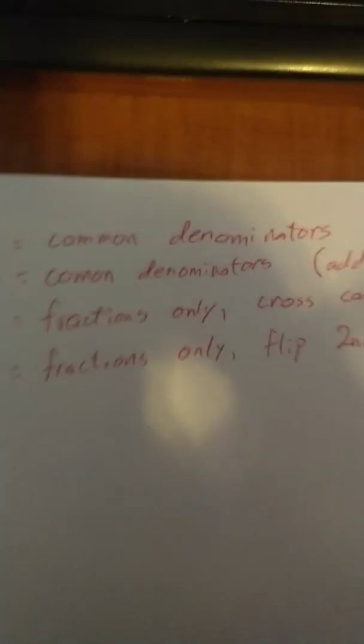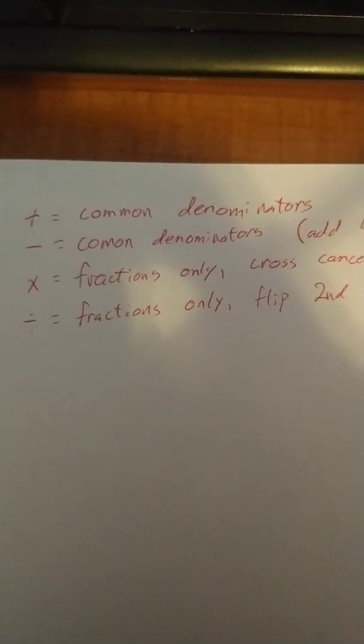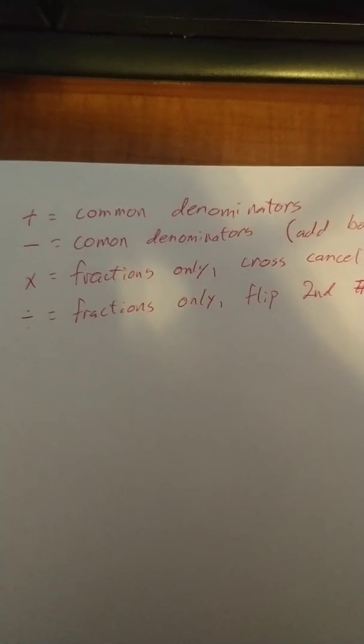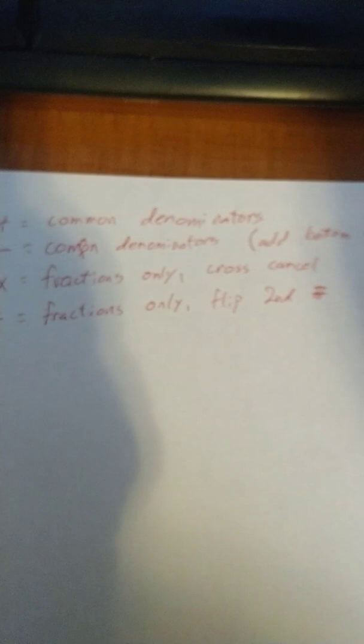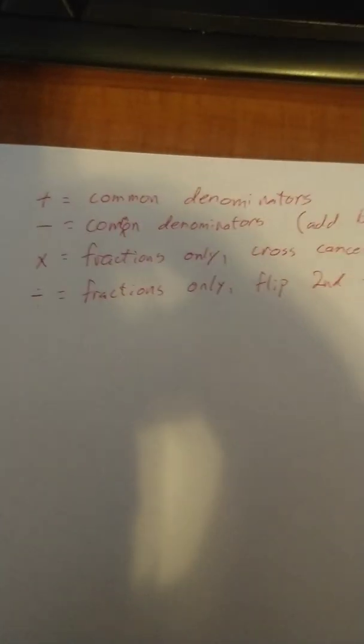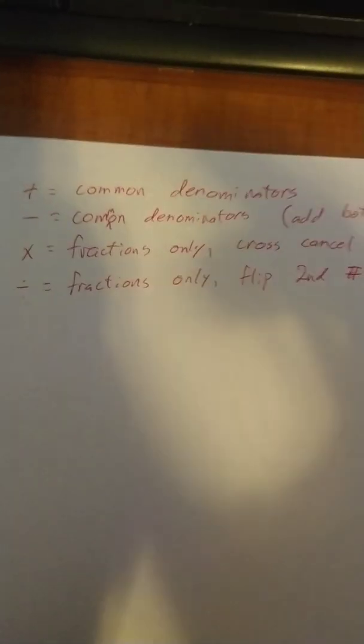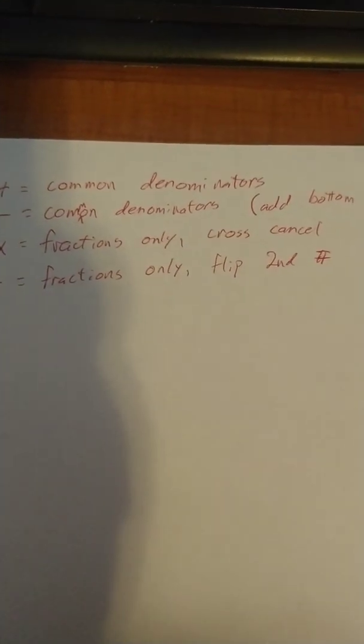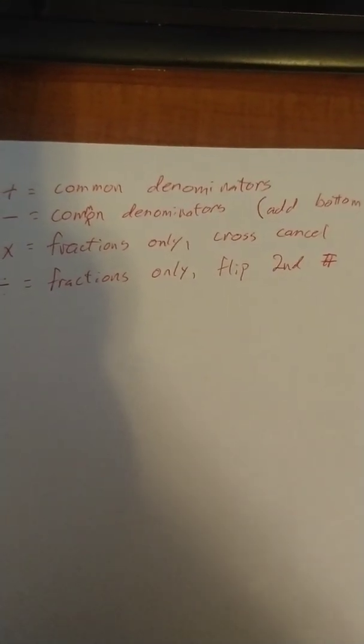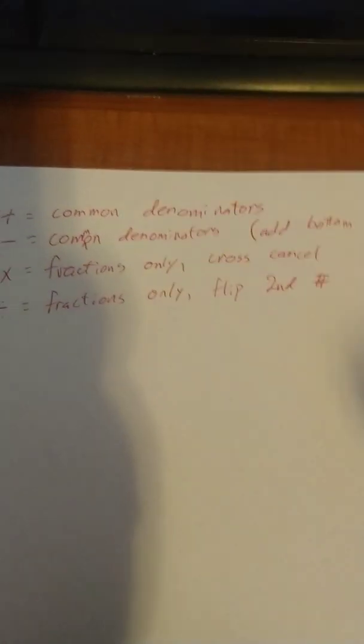All right. Adding, you need common denominators. Subtracting, common denominator. Common, 2 M's. Let's go there. Common denominators, add bottom to the top when borrowing. Multiplying, fractions only, and then you cross cancel. Dividing, fractions only, flip the second number. And then, of course, from there, you can cross cancel.